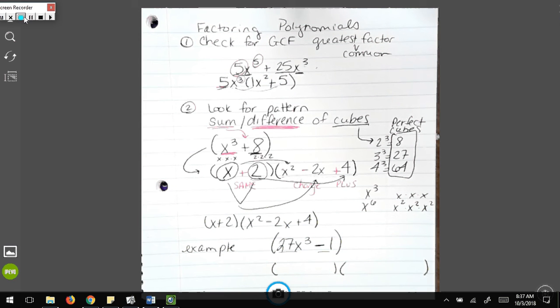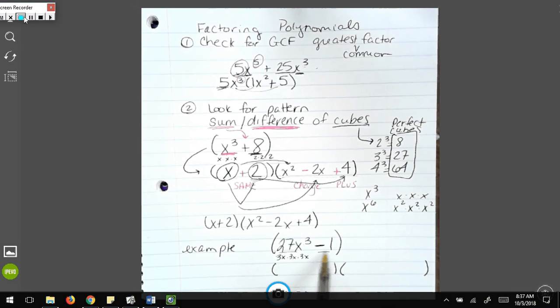So what number times itself 3 times gives me 27x cubed? And I hope you said 3x, because 3x times 3x times 3x gives me 27x cubed. What times itself 3 times gives you 1? That's 1.